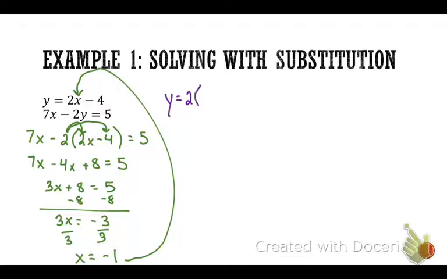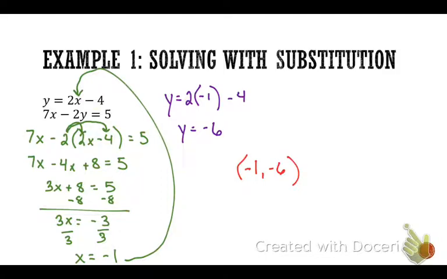Now plug in the value for x. What value did you get? 2 times negative 1 minus 4. What's 2 times negative 1? Negative 2. And what's negative 2 minus 4? Negative 6. So now you have your solution. You put the x and the y value together: negative 1, negative 6. And this is your solution.